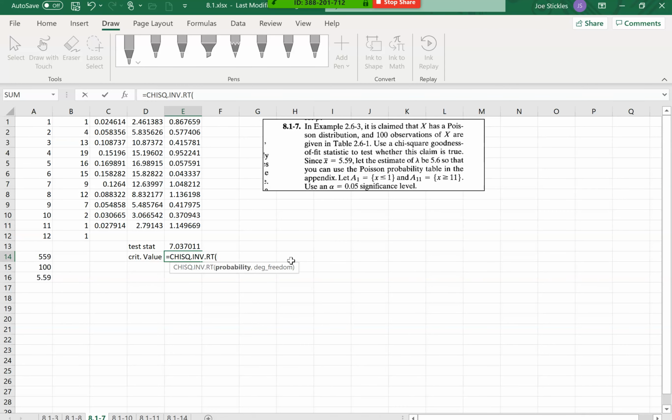Again, our critical value, that chi-squared inverse right tail. We're doing 0.05 again. Now, okay, so how many bins total do we have? We got 11, right? That's the total number of bins, total number of categories. We lose 1 automatically off the top, so that's 10. We lose another 1 because we're using an estimate for the mean as the population mean. So the degrees of freedom is 9.